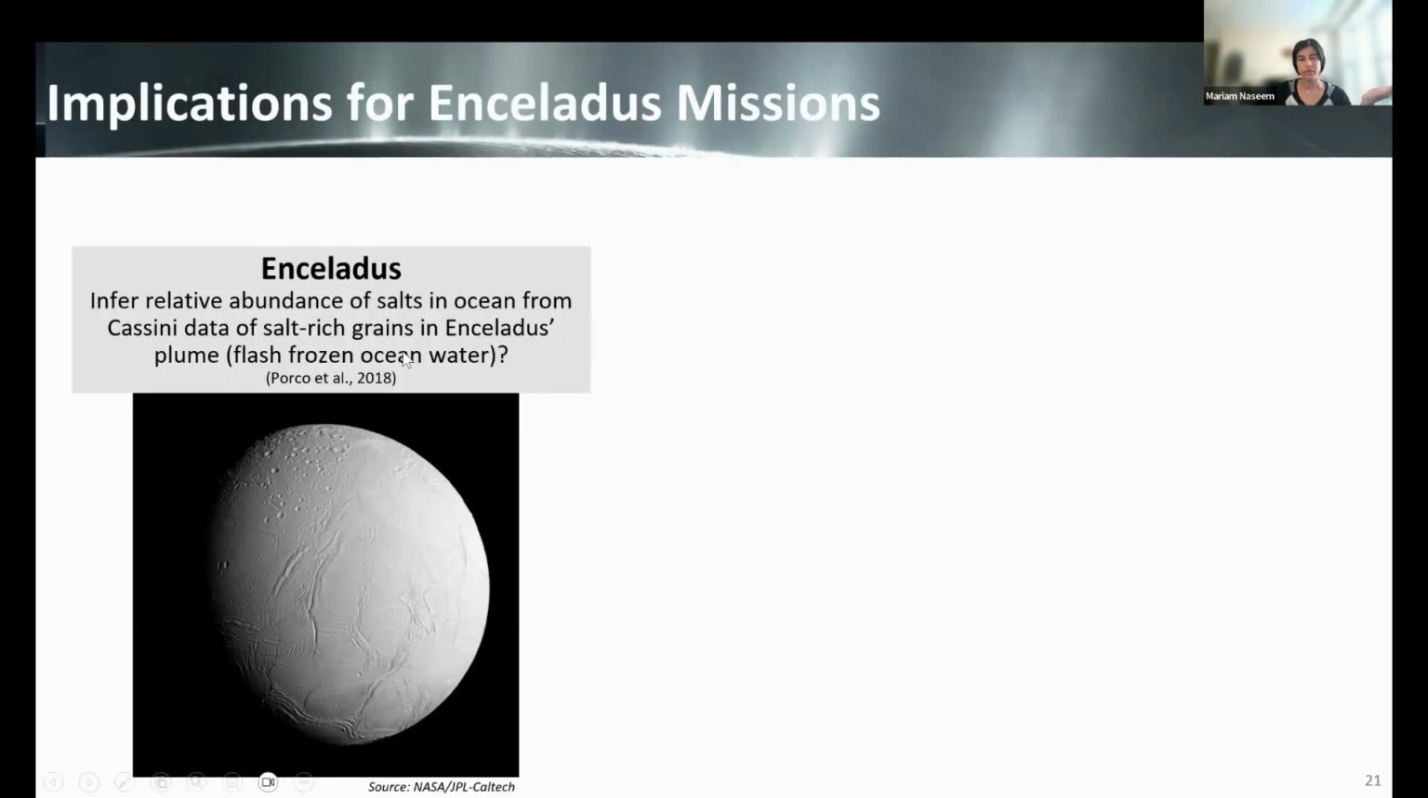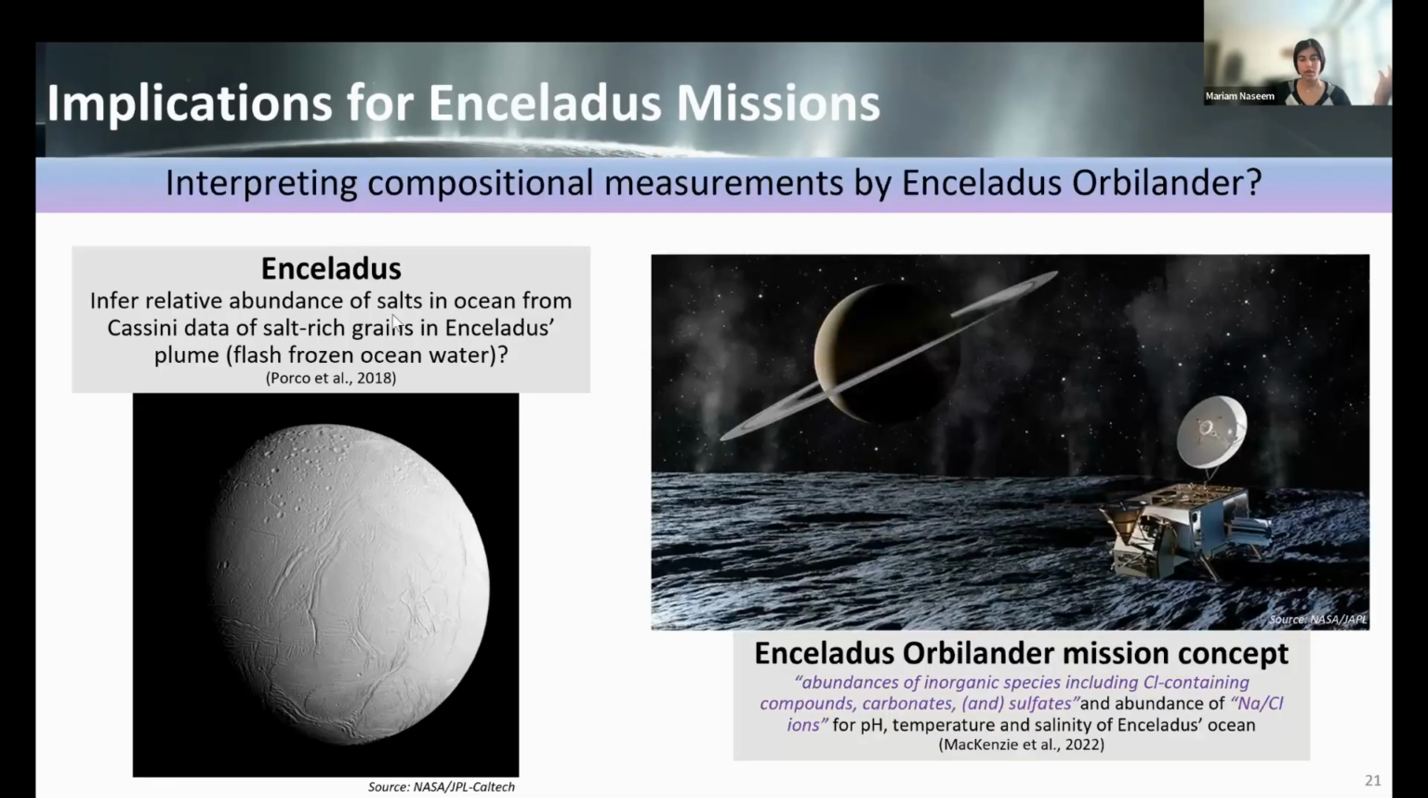That's particularly interesting for two reasons, because Cassini, as I mentioned, already sampled salt-rich ice grains in the plume of Enceladus back in 2006 or so. It may help with interpreting that data for the salt compositions that we already have from that mission, and applying these alteration factors, or fractionation factors, as we call them, to then back out the ocean compositions for better estimates of that. And I talked about Enceladus Orbilander.